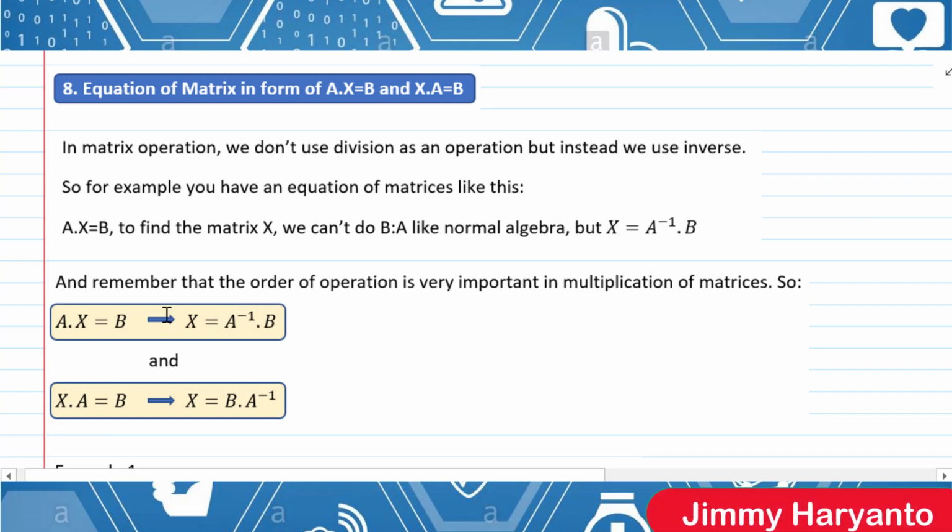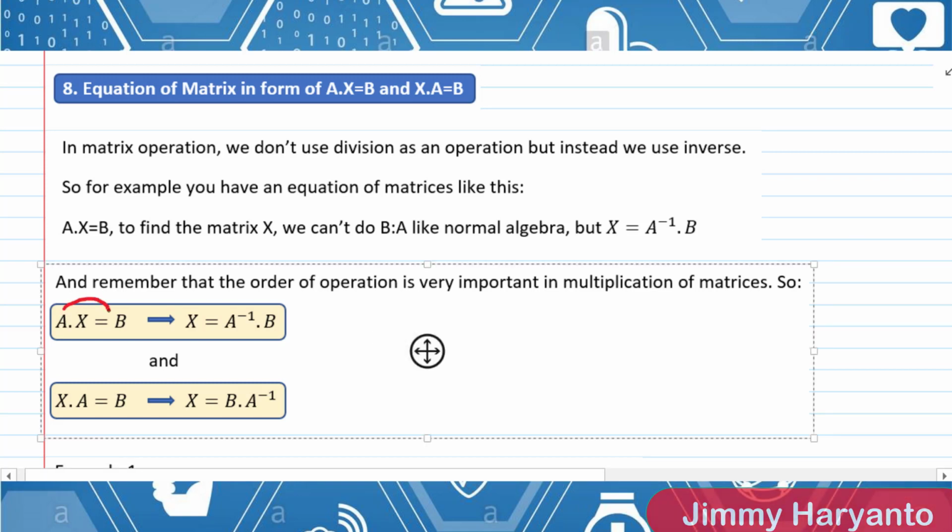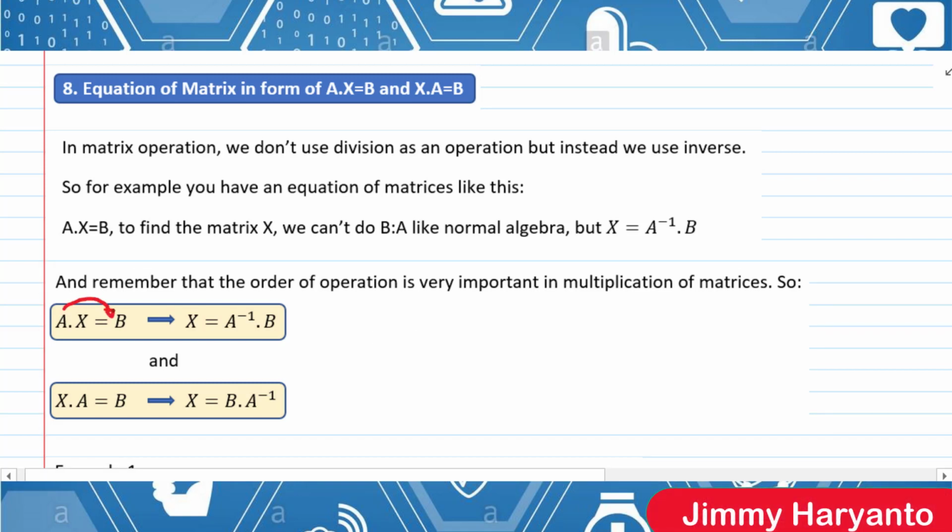So you have to write the correct order of the operation. So if you have a times x equals to b, that means if you want to find the x, you have to move the a, right? You have to move the a to the left of the b. Itu harus ya, kalau nggak nanti kamu dapat hasilnya salah.